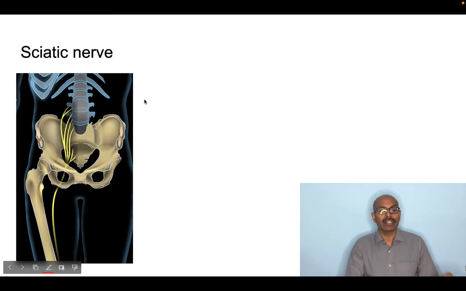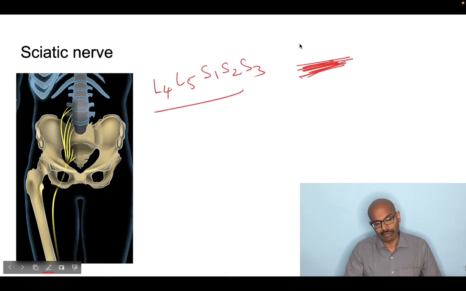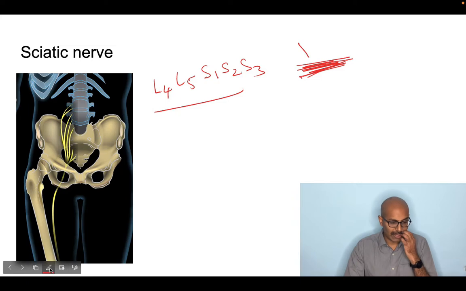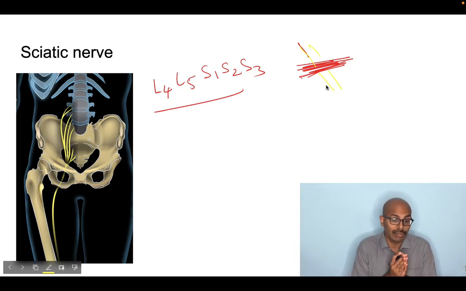Right? Sciatic nerve is the one which starts from the lumbar plexus. The root supply is L4, L5, S1, S2 and S3. If this is a piriformis muscle, the sciatic nerve arises anterior to it when you see it from the back, and it lies posterior to the external rotators of the hip. That is the superior and inferior gemelli and the obturator internus.